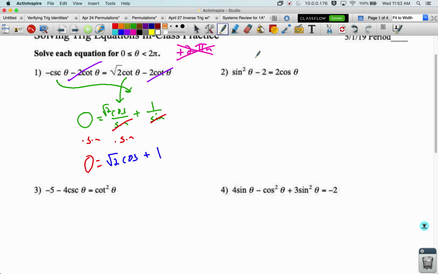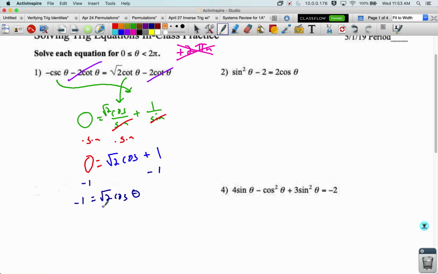I'm going to keep going down because I want to get to problem number 2 here. So we'll skip number 3. Hopefully that one wasn't too difficult. I want to subtract 1 from both sides. I get negative 1 equals the square root of 2 cosine theta.